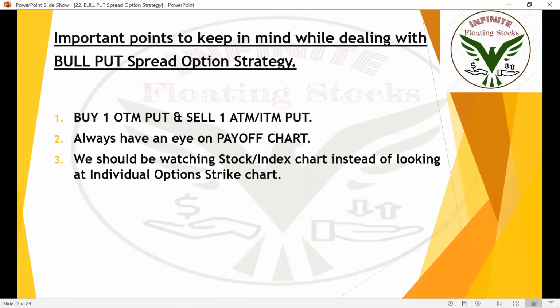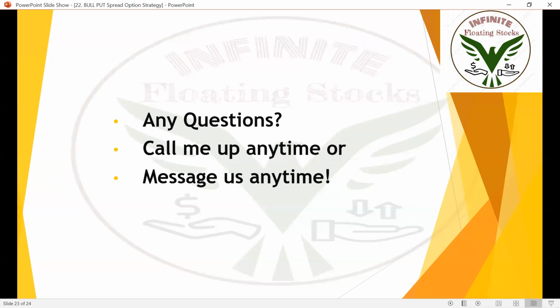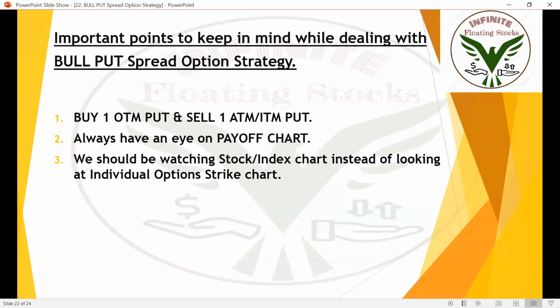Important points that you need to be keeping in mind while dealing with this strategy. Simple, you just need to sell at the money put option or ITM for best risk reward ratio. Okay, sell at the money or slightly in the money put option. Against it, you need to be buying out of the money put option, which is having the maximum OI. Okay, you can adjust the strike prices according to the risk reward to maintain good risk reward ratio. Okay, and always have an eye on payoff chart, and you already know that you need to be watching index chart instead of watching individual PE or CE chart.